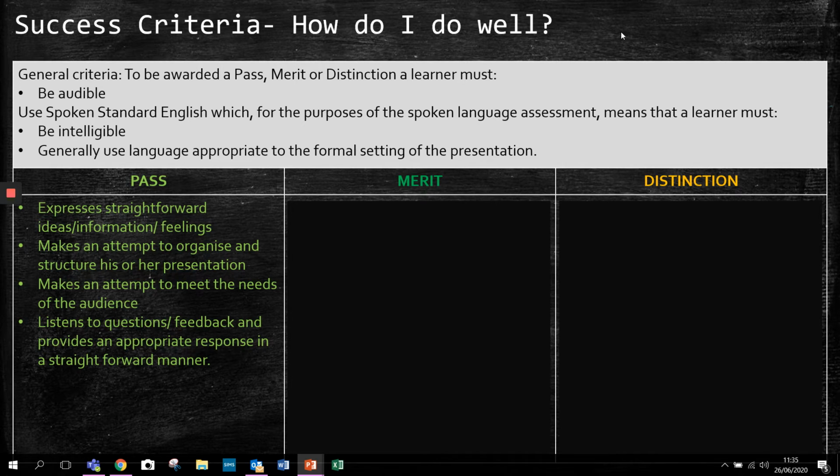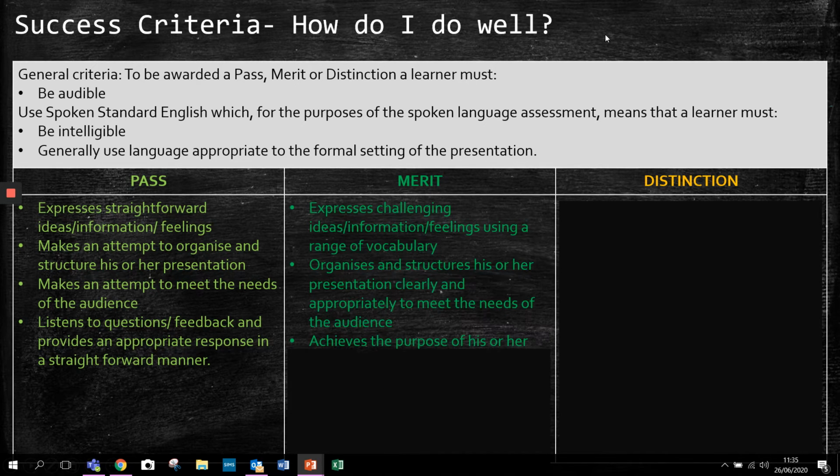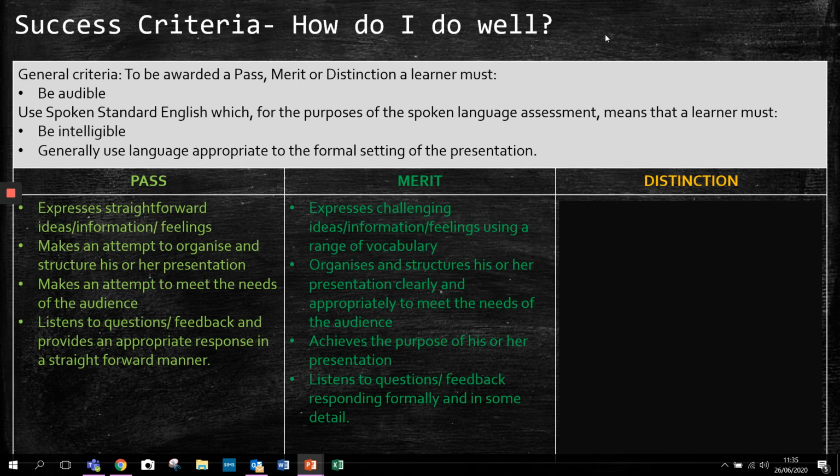And then you need to listen to questions or feedback and provide an appropriate response in a straightforward manner. You will be asked questions by your audience. It's part of what we have to do. And if your audience aren't going to ask you, your teacher will ask you. So, appropriate response. Okay? If somebody asks you a question, you respond to it. You might want to ask them to clarify things. You might want to say, I'm sorry, I don't quite get that. Can you rephrase it? And basically something a little bit more than a yes or no answer, ideally. Okay? So, to get a merit, next stage up. Challenging ideas, information, feelings, using a range of vocabulary. Okay, so this is when we start thinking about something a little bit more exciting, a little bit more interesting than some of the very basic things.